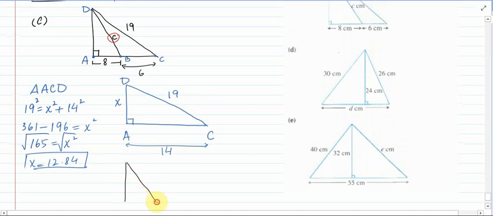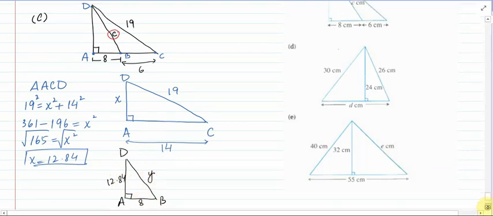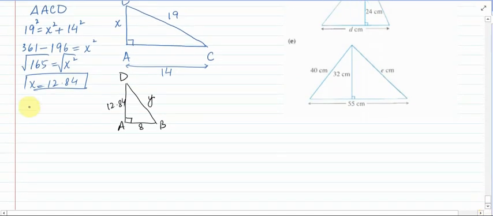A, B and D is a right angle triangle. Now we know the value of AD, that is 12.84. AB is known, that is 8, and BD, that is y, is unknown. Now we can find the value of y again by using Pythagoras.